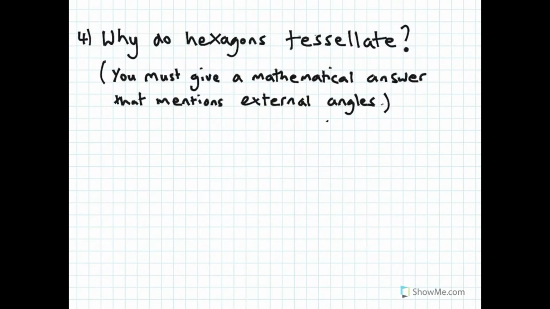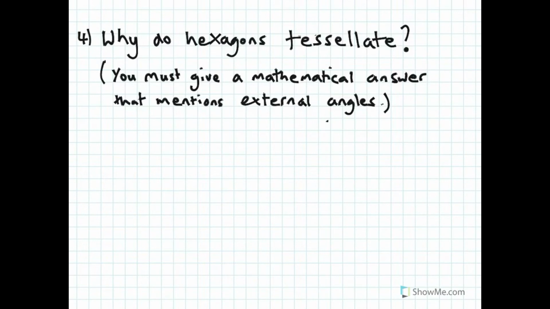Now on question 4 it says, why do hexagons tessellate? You need to work out the external angle of a hexagon. Remember, that's a 6-sided polygon. Once you've got that, I'm assuming we're talking about regular hexagons here, you need to think about what's special about that external angle that would mean that all those hexagons would fit next to each other without any gaps.